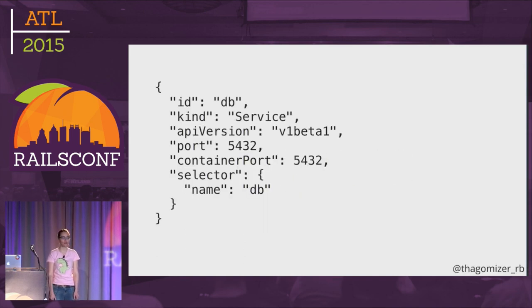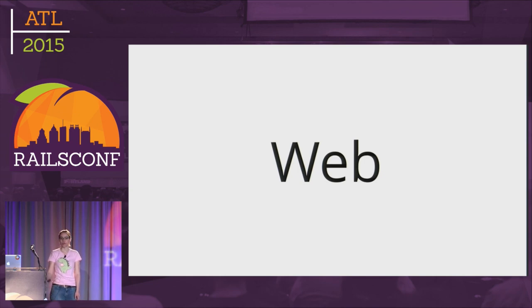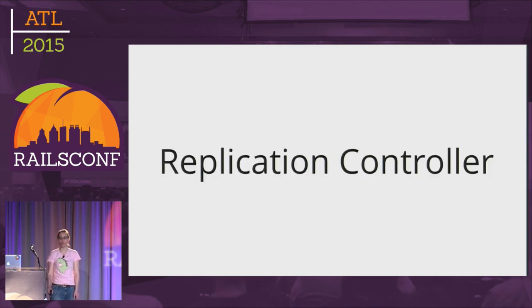And here's the service definition. ID DB, kind service, and again, I want the service port 5432 to be mapped to a container port 5432. And then the selector says what pods should be in this service. So any pod that's named database will be in this service. Really simple stuff. So now I've got my database set up. Let's do the web. I'm going to have a replication controller because I want two replicas.